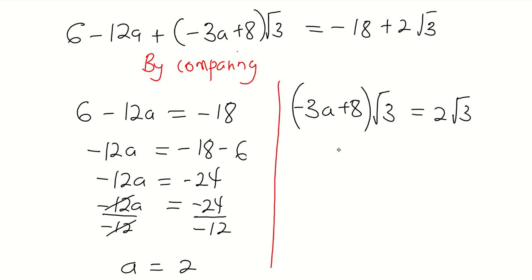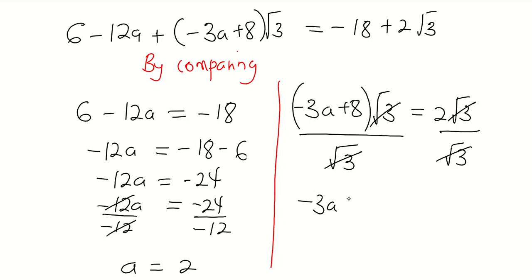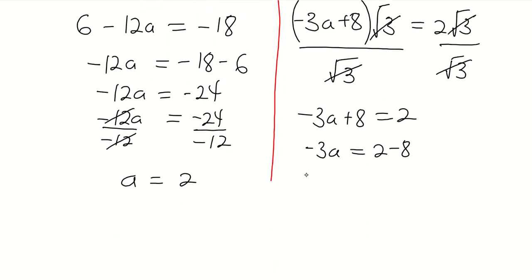Now if you want to find the value of a, then we can divide here by square root of 3, also divide here by square root of 3. This square root of 3 can take this off, and this square root of 3 can also take that off, which means we are left with minus 3a plus 8, which is equal to 2. Now to find the value of a, we have to make a the subject. So that is minus 3a is equal to 2. Now this 8 joins 2, so it becomes minus 8 here. And at the end, we have minus 3a equal to minus 6.